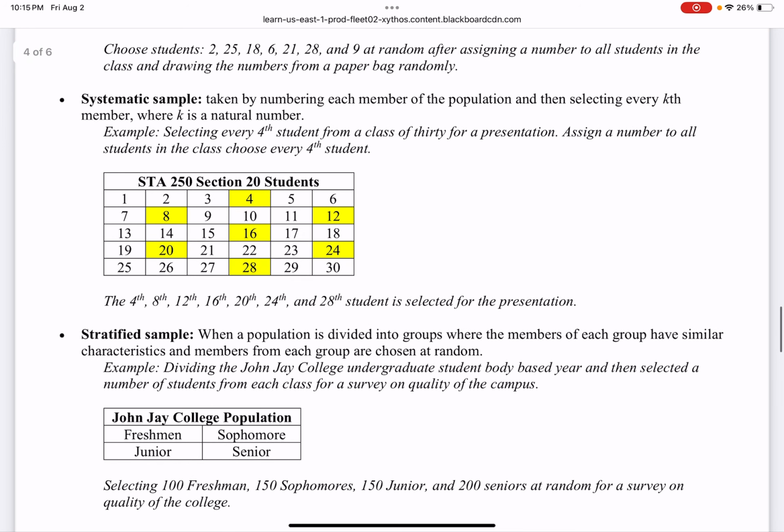Systematic sampling is taken by numbering each member of the population, then selecting every kth number, where k is a natural number. For example, selecting every 4th student from a class of 30 for a presentation. We're basically going to assign numbers to all the students in the class and choose every 4th student from our list or our roster. So we're choosing the 4th student, the 8th student, the 12th student, the 16th student, those multiples of 4. Up until 28, because the next one is 32.